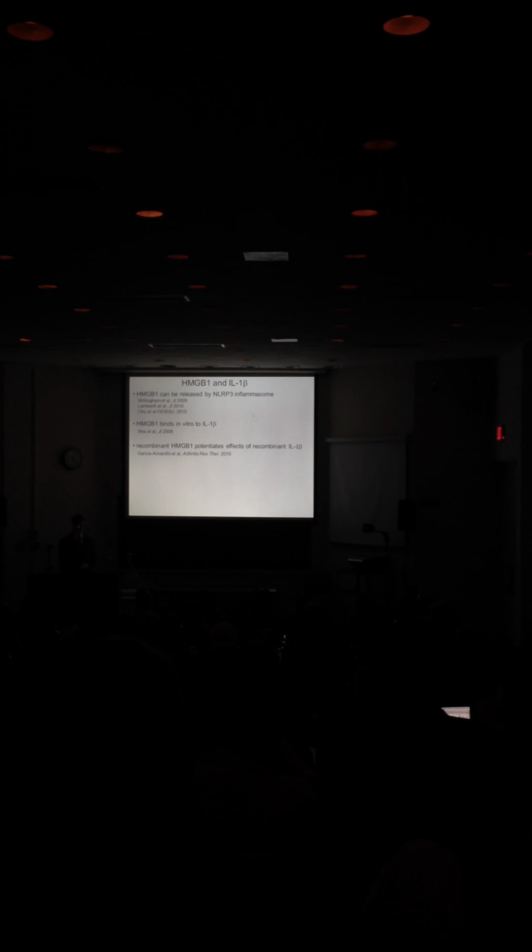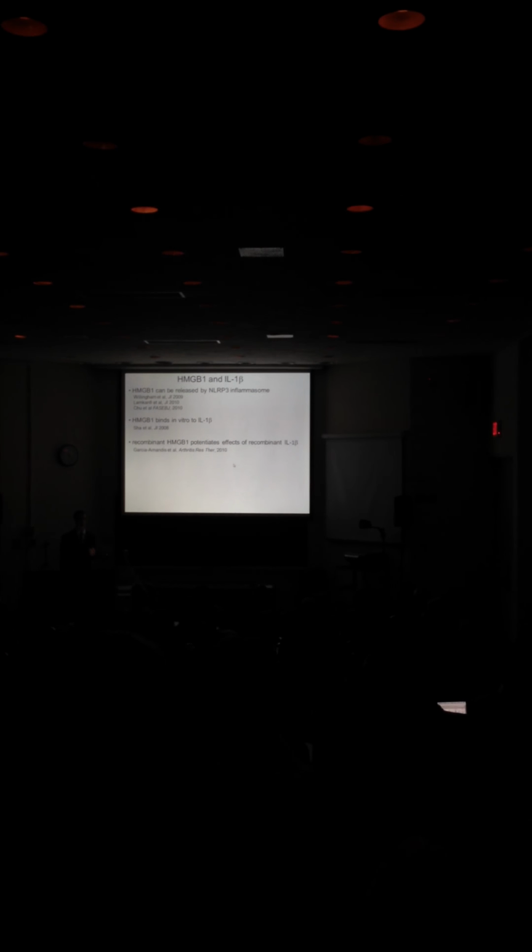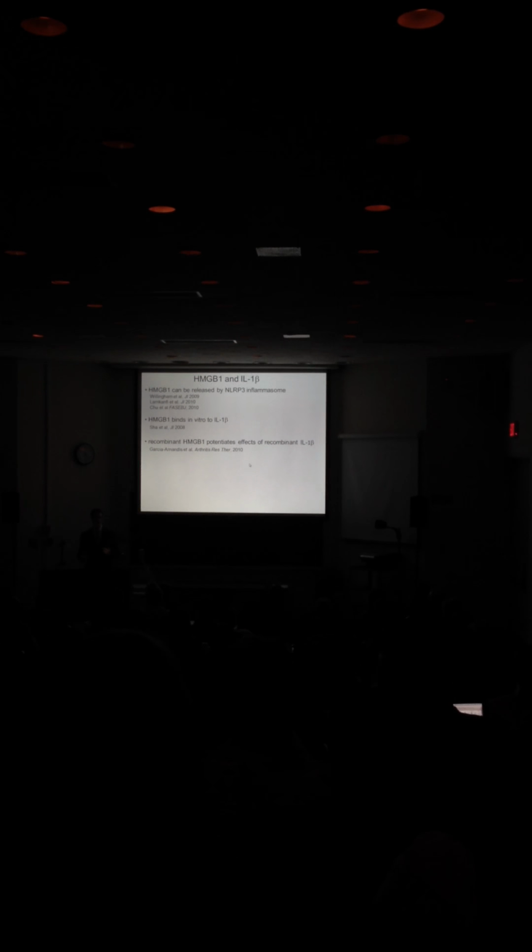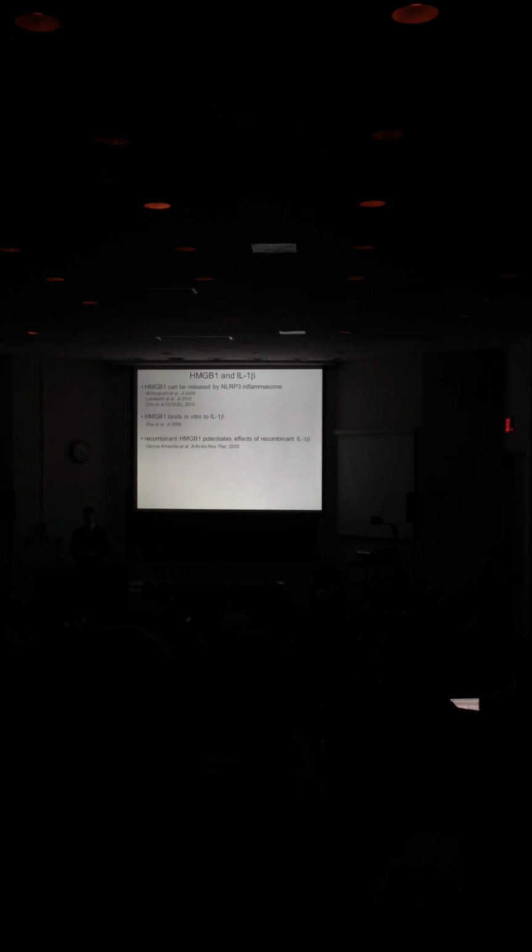HMGB1 is known to be released by the NLRP3 inflammasome, as I said. It actually also binds in vitro to IL-1 beta, and it turns out when it does this, it can actually potentiate the effects of recombinant IL-1 beta. So HMGB1 can work with IL-1 and give a synergistic result for inflammation.